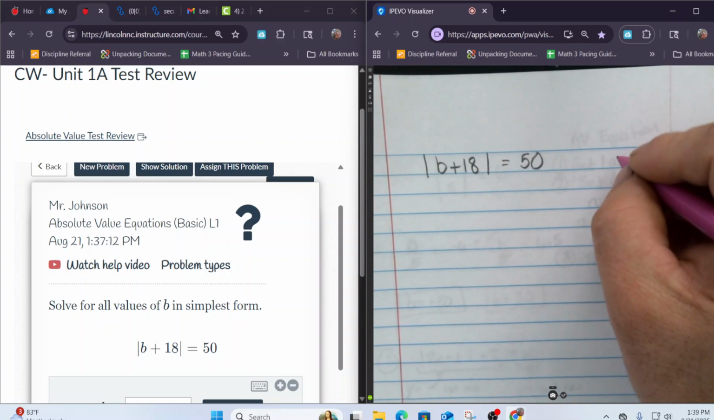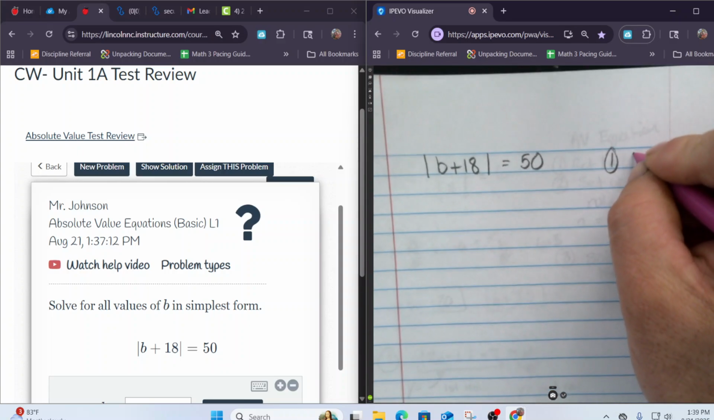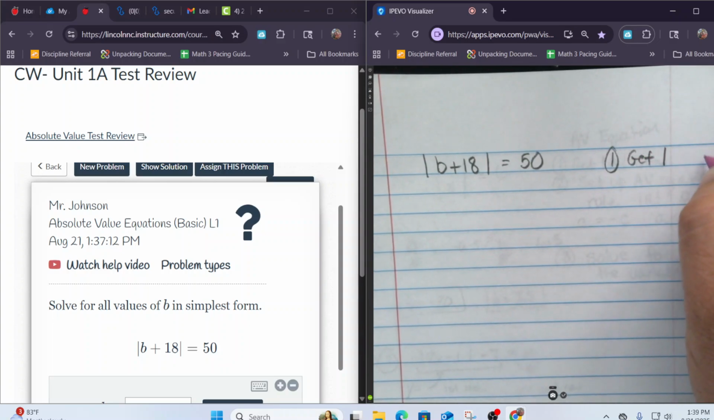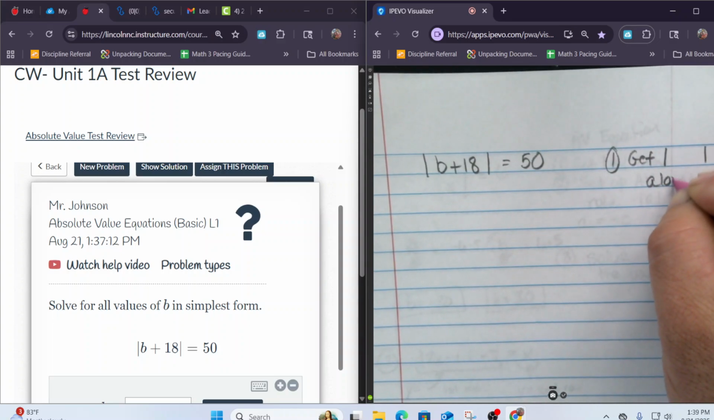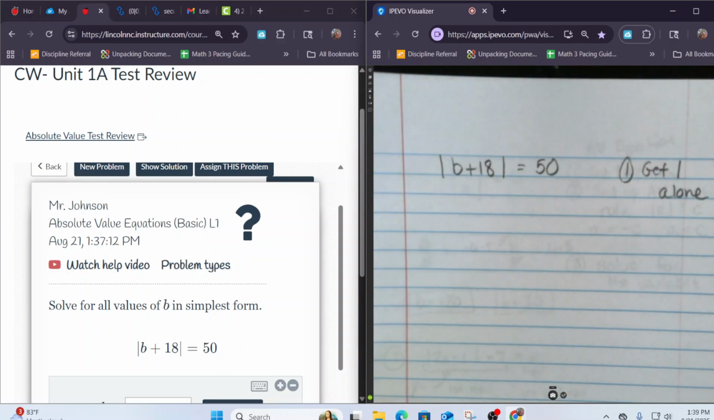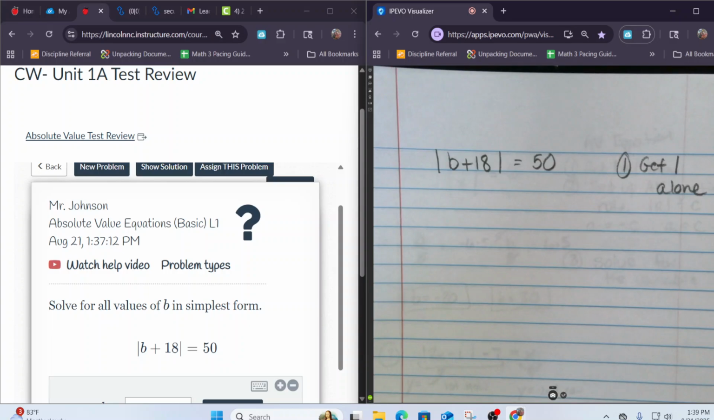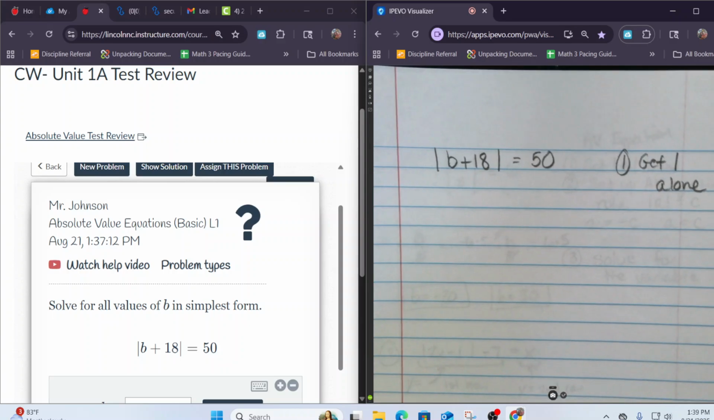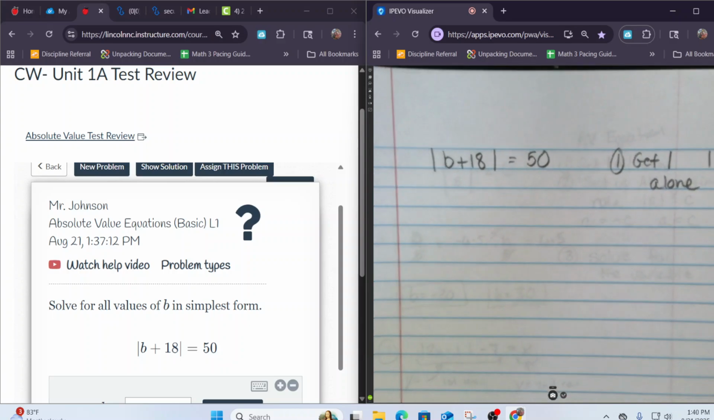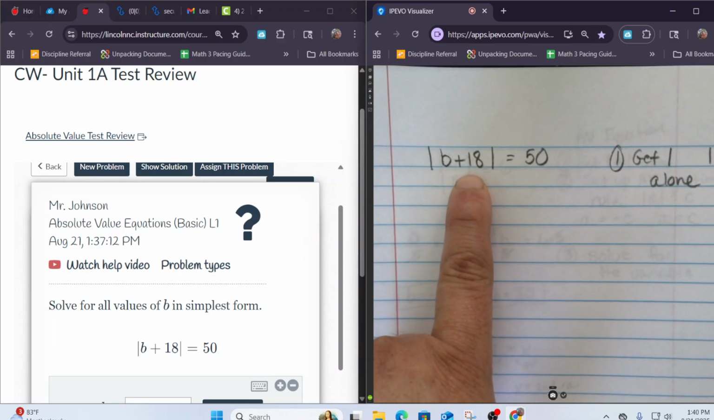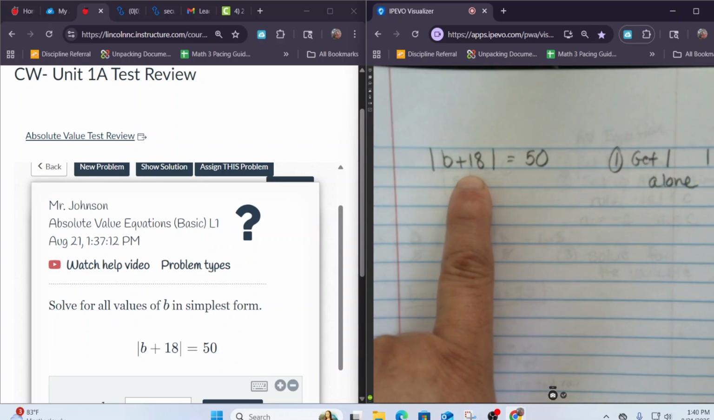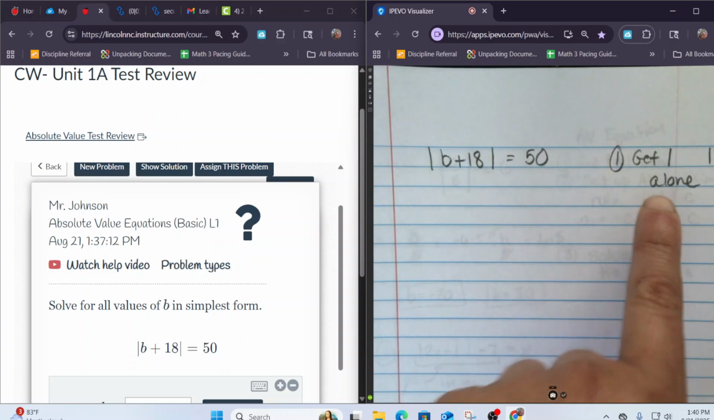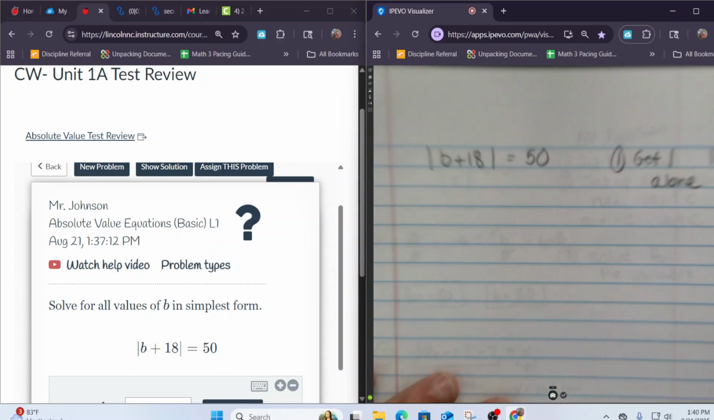Okay, so far as steps go, the first thing I'm going to do is get your absolute value alone. Well, guys, most of these ones you're going to be doing, I don't see anywhere the absolute value is not already by itself. So step 1 is going to pretty much be done for you. Okay? Step 2.